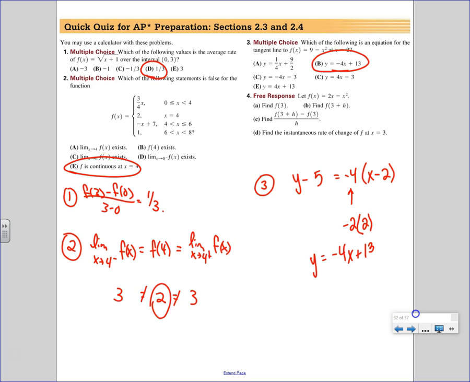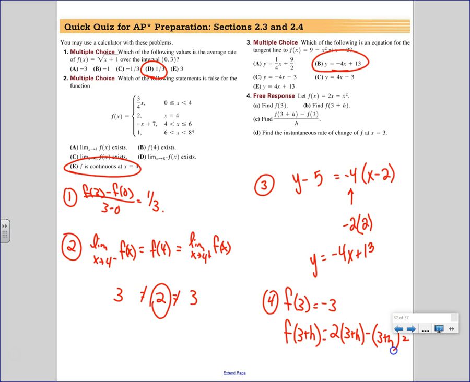Number 4. Did you guys have fun with that one? 4a, just plug in. What did you get for f of 3? Negative 3. Yes, that's what I messed up. Good, 6 minus 9 is negative 3. When we needed to do f of 3 plus h, you should have just plugged it in. Squared minus 4. Don't simplify.